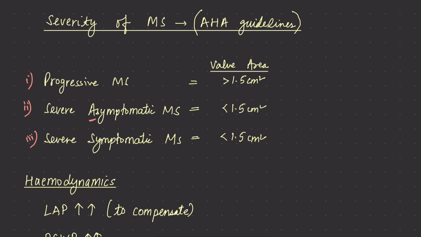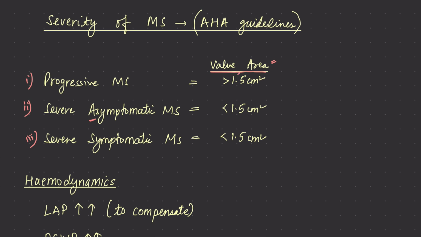How are they classified? They are classified on the basis of valve area and a few other parameters which are not being discussed here. One is the flow gradient or LVEDP, I mean echocardiographic parameters, but we will be focusing on the valve area only for easy understanding and easy learning of the severity of MS.